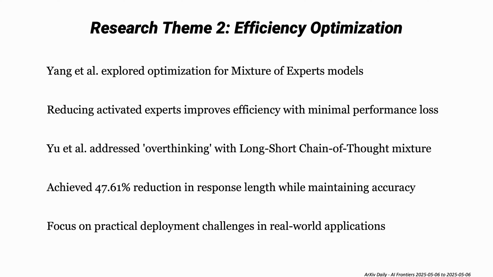Similarly, the paper Long-Short Chain of Thought Mixture Supervised Fine-Tuning by Yu and colleagues addresses the overthinking problem in reasoning models, where they produce verbose and redundant reasoning chains. Their approach combines long chain of thought reasoning datasets with shorter counterparts, resulting in models that maintain high accuracy while substantially reducing response length by approximately 47.61%. These efficiency-focused papers highlight the practical challenges of deploying increasingly large and complex language models in real-world applications.